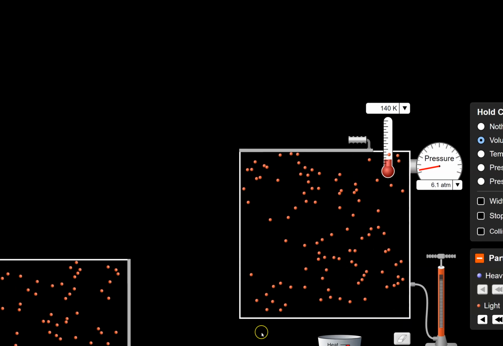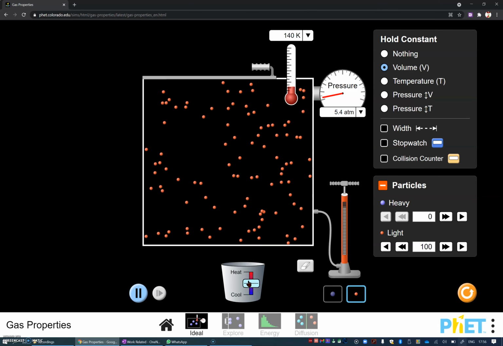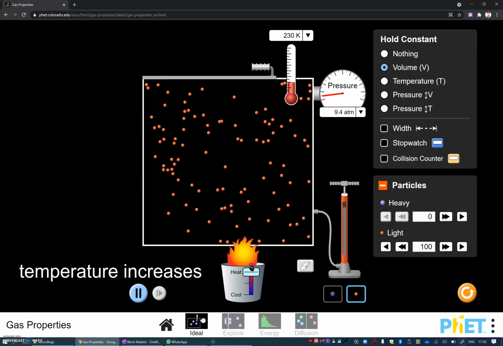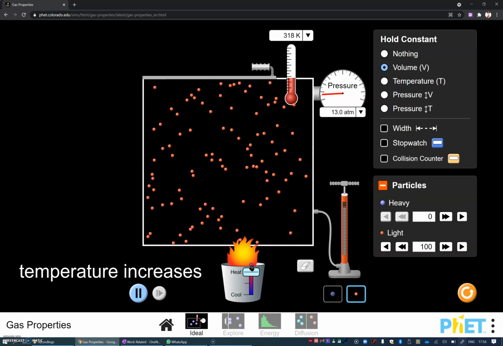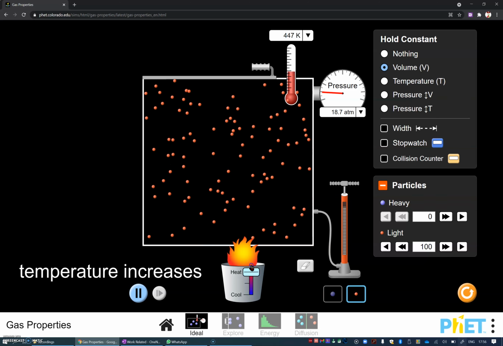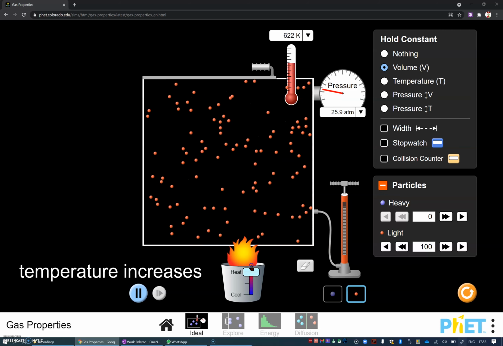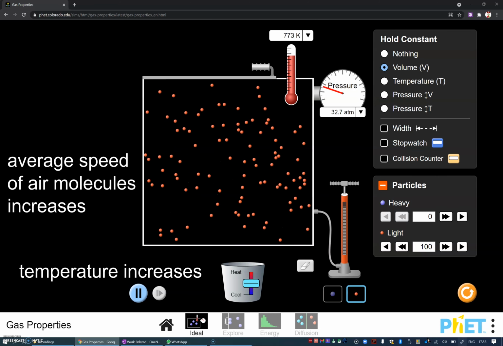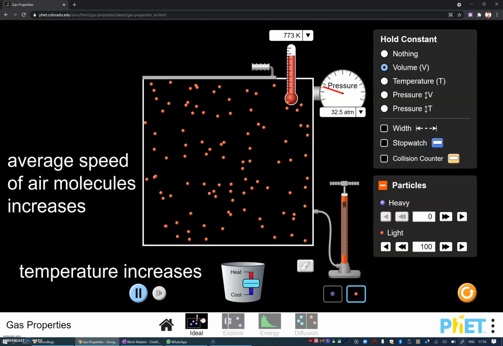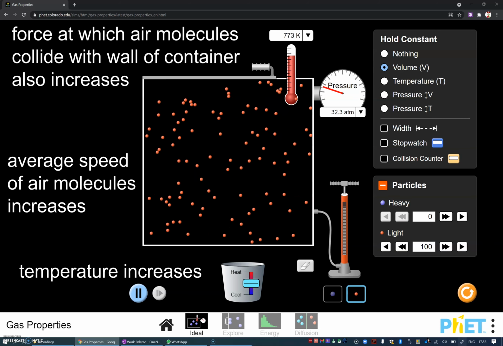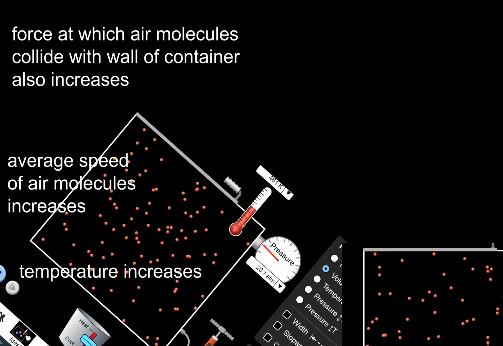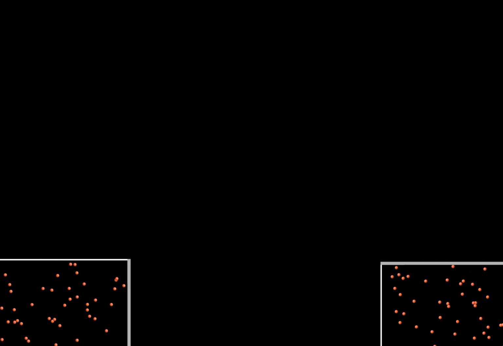Next, how about if I were to increase the temperature? So I'm going to increase the temperature. Observe the molecular behavior. What's the very first thing that you observe? The very first thing that you observe is that the average speed of the molecules increases, and therefore the force at which the molecules collide with the wall also increases. So think again, if you run at a higher speed, you hit the wall with a larger force, right?